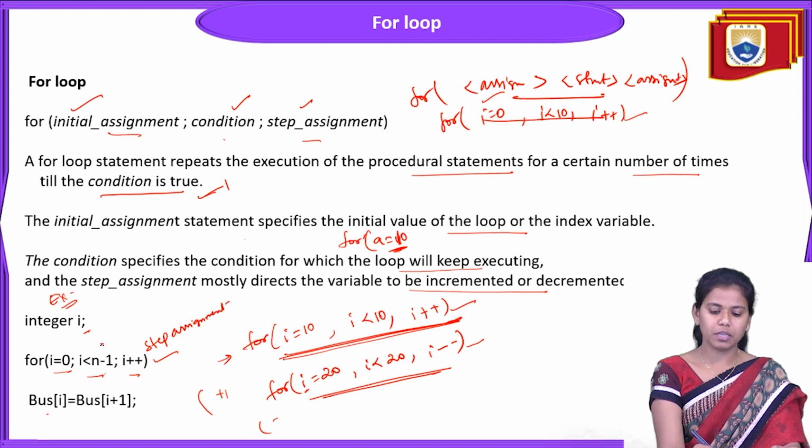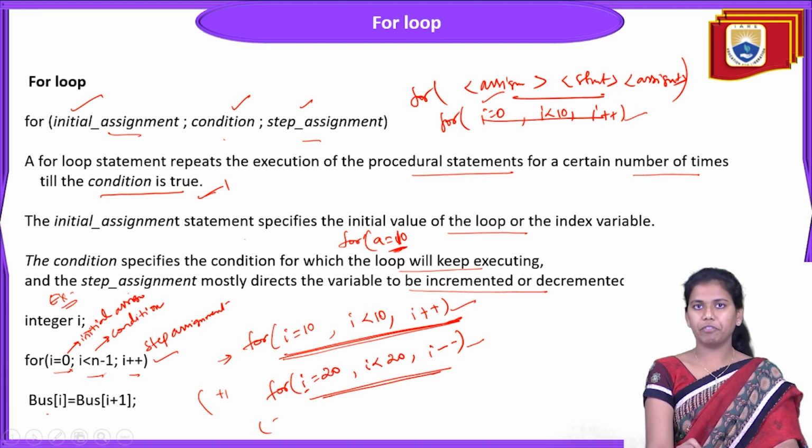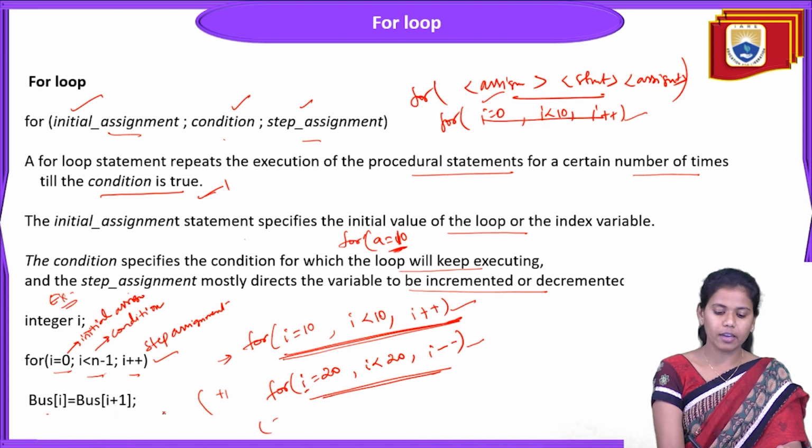This is my step assignment. This is a condition. And this is the initial assignment. Okay, so as per this I have written, and as it is incremental, I have to increment, so i plus 1. If for suppose I need to decrement, what should I write here?